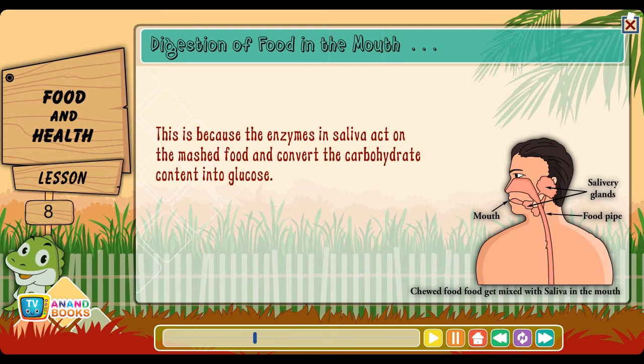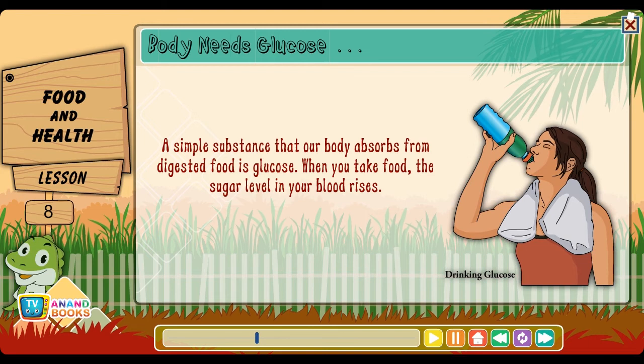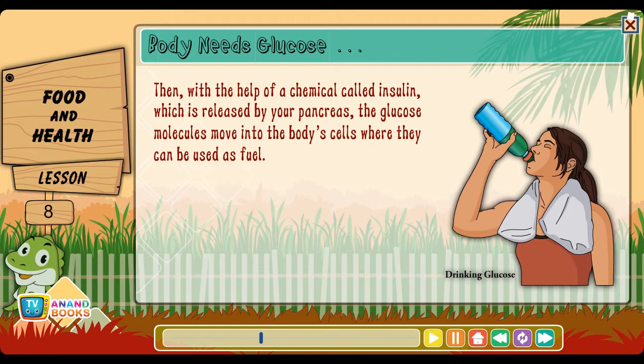Body needs glucose, a simple substance that our body absorbs from digested food. When you take food, the sugar level in your blood rises. Then, with the help of a chemical called insulin, which is released by our pancreas, the glucose molecules move into the body's cells where they can be used as fuel.